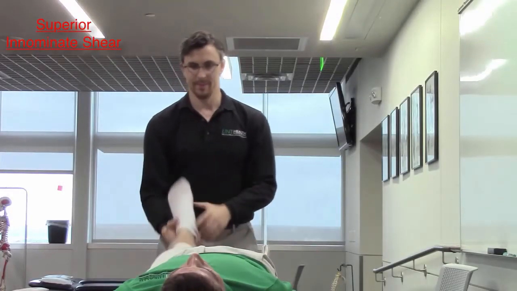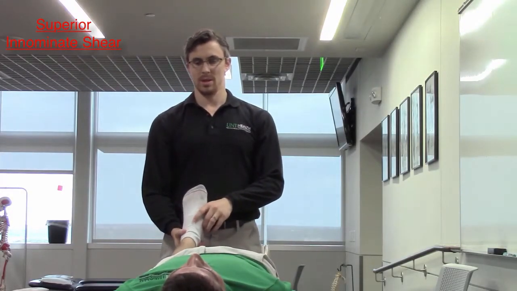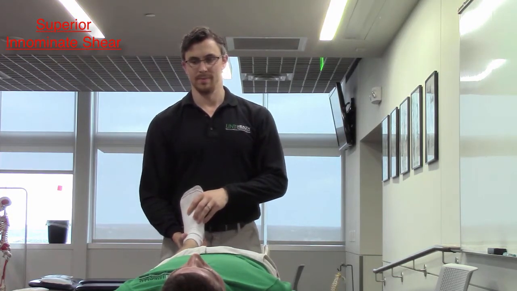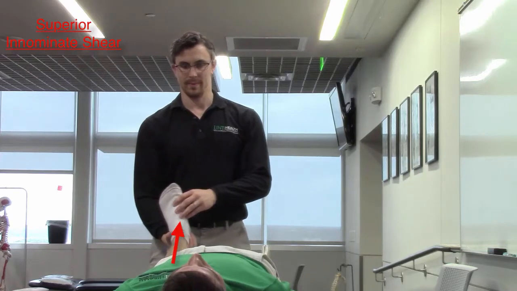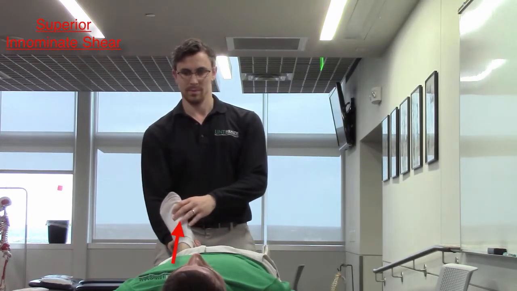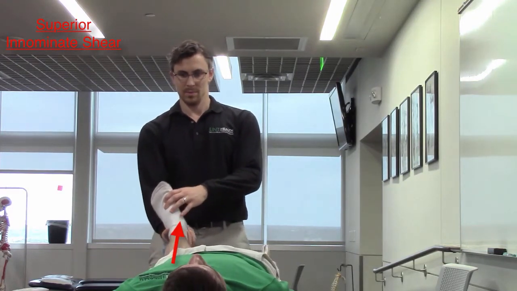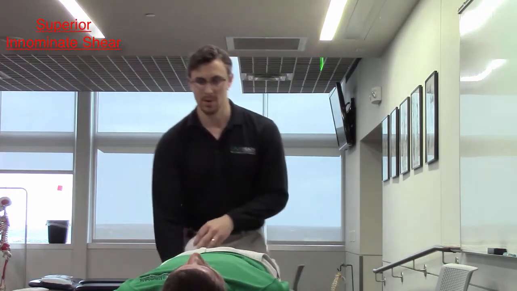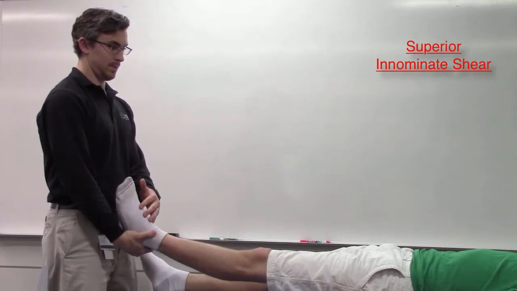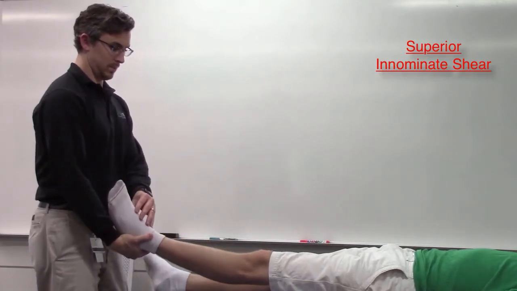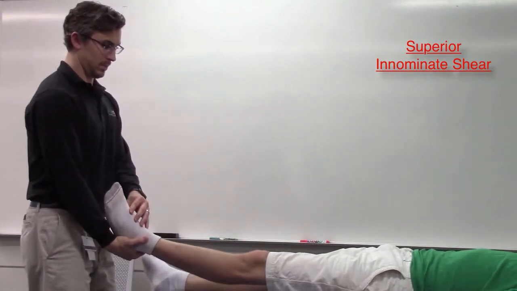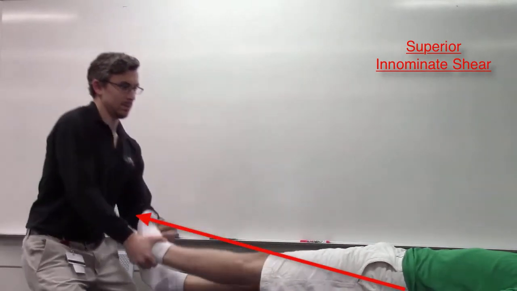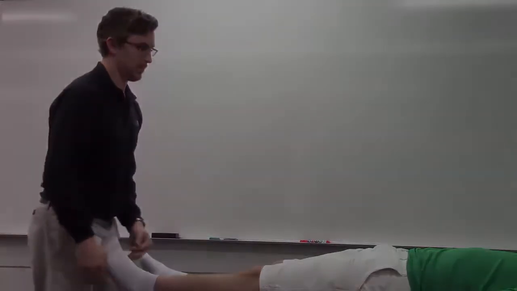For a superior innominate shear, you contact the ankle to move the leg, and you slightly abduct just to localize motion up to the ilia and create a traction force directed all the way to the SI joint. And once you maintain that traction, you would continue the traction while internally rotating the leg and doing a little bit of adduction to mobilize the sacroiliac joint to treat a superior innominate shear.